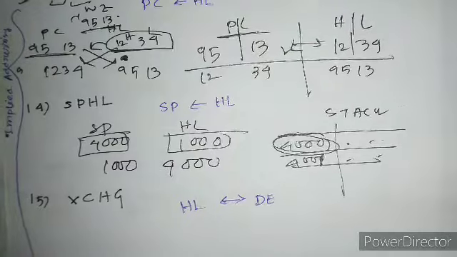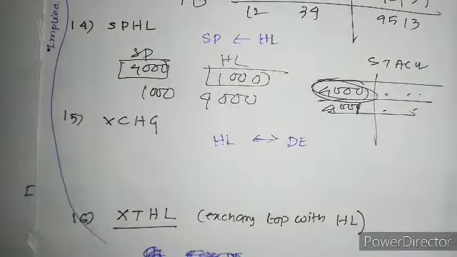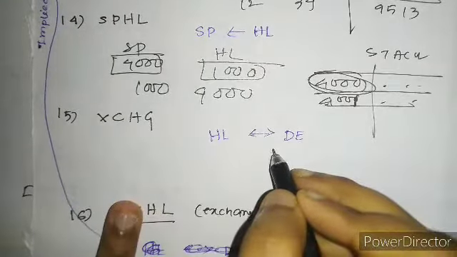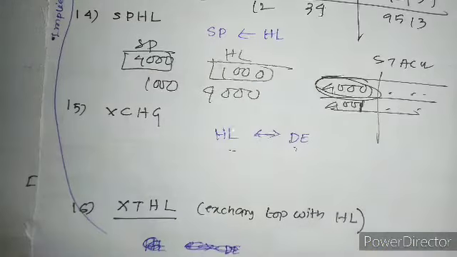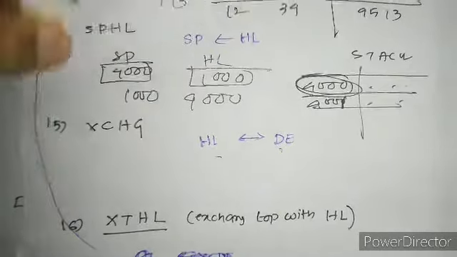The next instruction, XCHG, exchange. This instruction can only be performed on two particular register pairs, that is HL and DE. After using this instruction, the value of HL will get transferred to DE and the value of DE will get transferred to HL. But just remember one thing, the instruction is only for HL and DE. Clear?